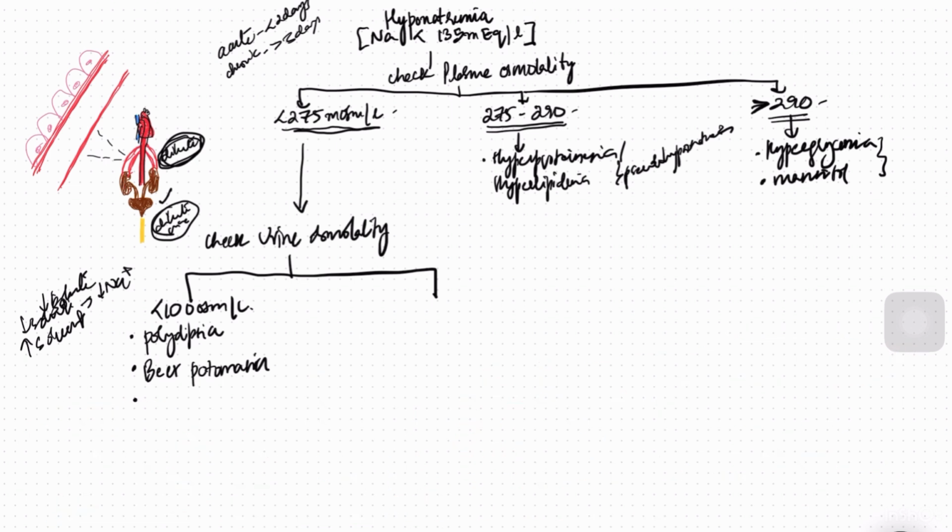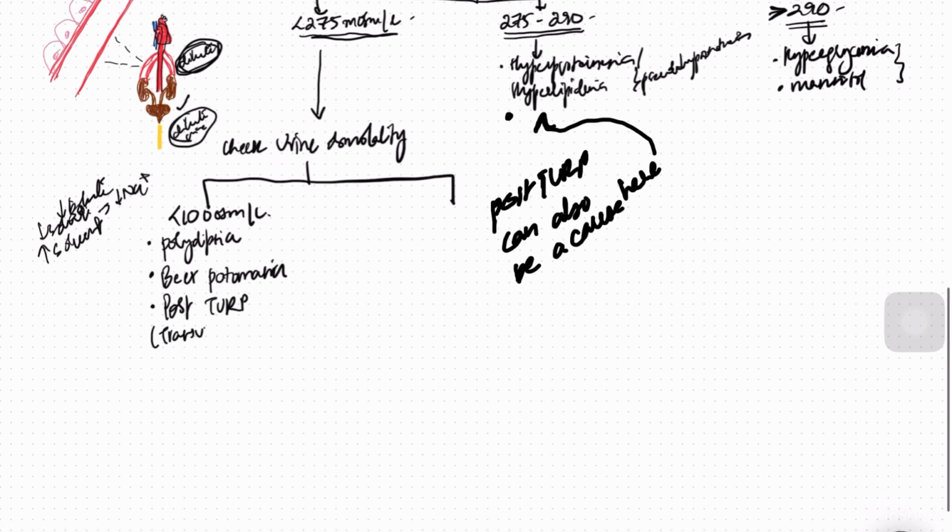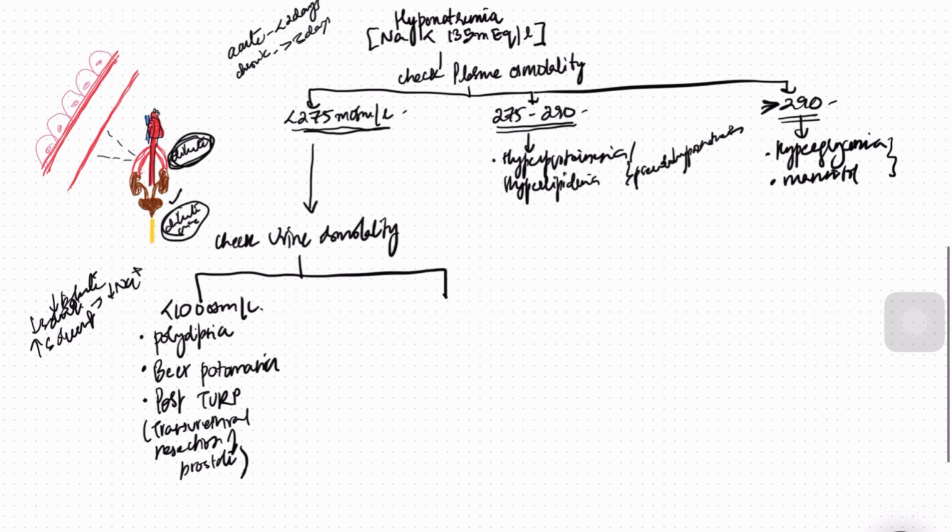The third thing is post TURP. What is TURP? This is transurethral resection of prostate. Now, what happens here is usually they're going to irrigate the surgical site, and the bladder is a highly vascularized structure. So, the things that we use to irrigate the bladder, if they slip into the circulation, then what will happen?